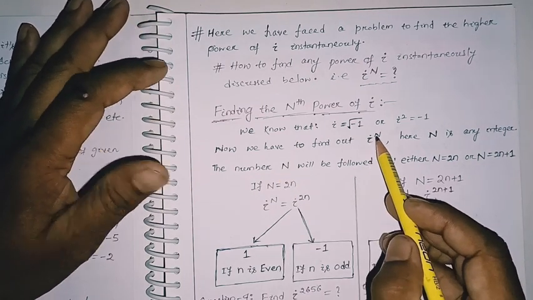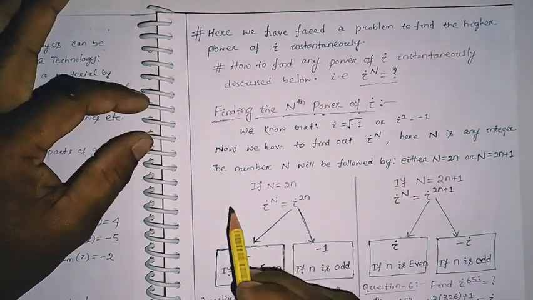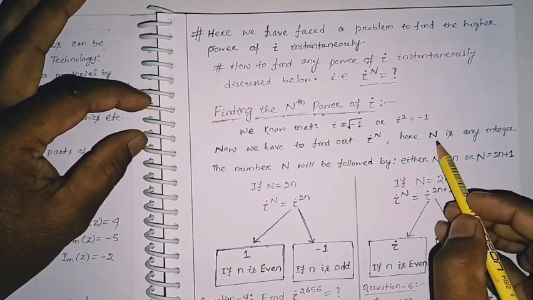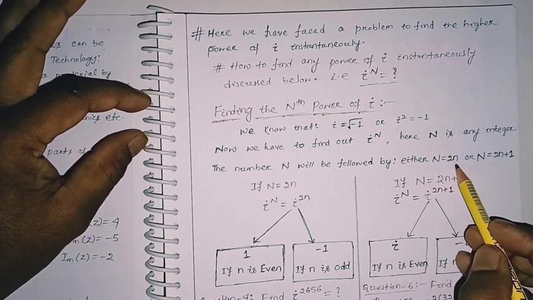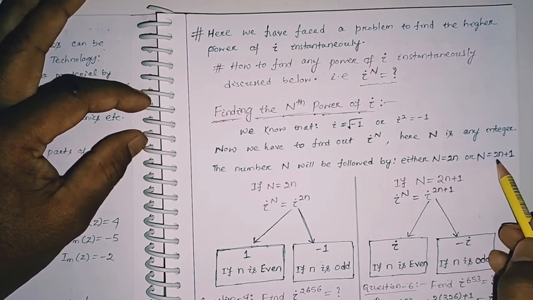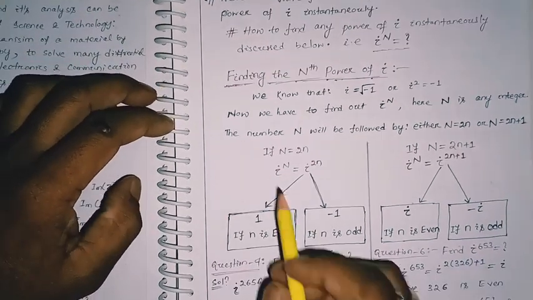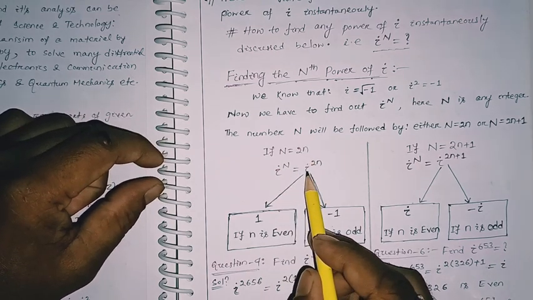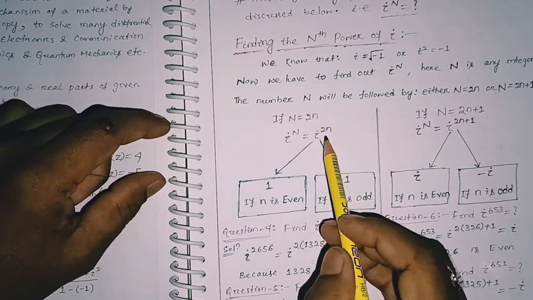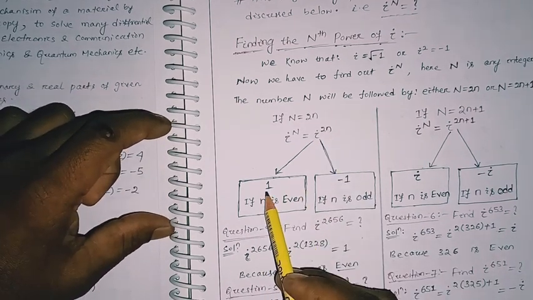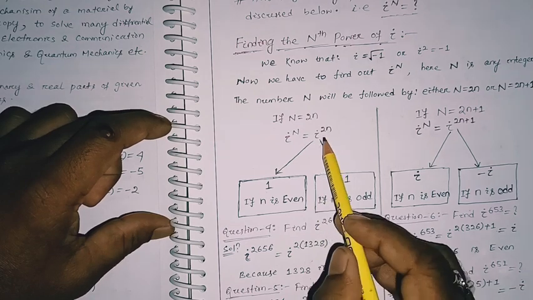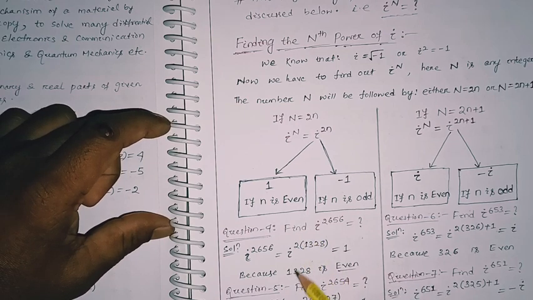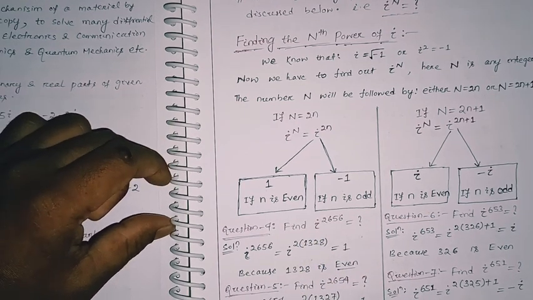Now we have to find i to the power n. Here n is any integer. The number n will be of the form either 2n or 2n plus 1. If n is even, then it can be written in 2n form. If n is odd, then it can be written in 2n plus 1 format. So if n is 2n, then i to the power n can be written as i to the power 2 small n. Here i to the power 2n will be equal to 1 if this small n is even, and i to the power 2n will be minus 1 if this small n is odd. We are going to do 2-3 numericals, and from that you will be clear about that.